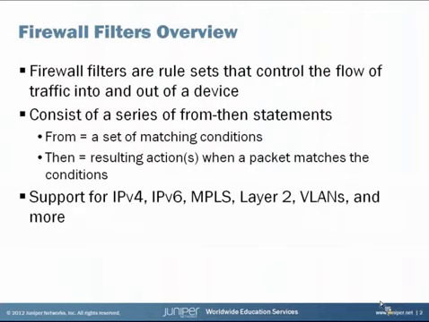So firewall filters are a set of rules that control the flow of traffic into and out of a device. Generally, they consist of a set of from-then statements. The from portion is a set of matching conditions, and the then portion is the resulting action that happens when a packet matches against those conditions. Firewall filters on Junos-based devices are supported for a variety of protocols, as you can see there, IPv4, IPv6, MPLS, and so on, and there are more than are listed here as well.